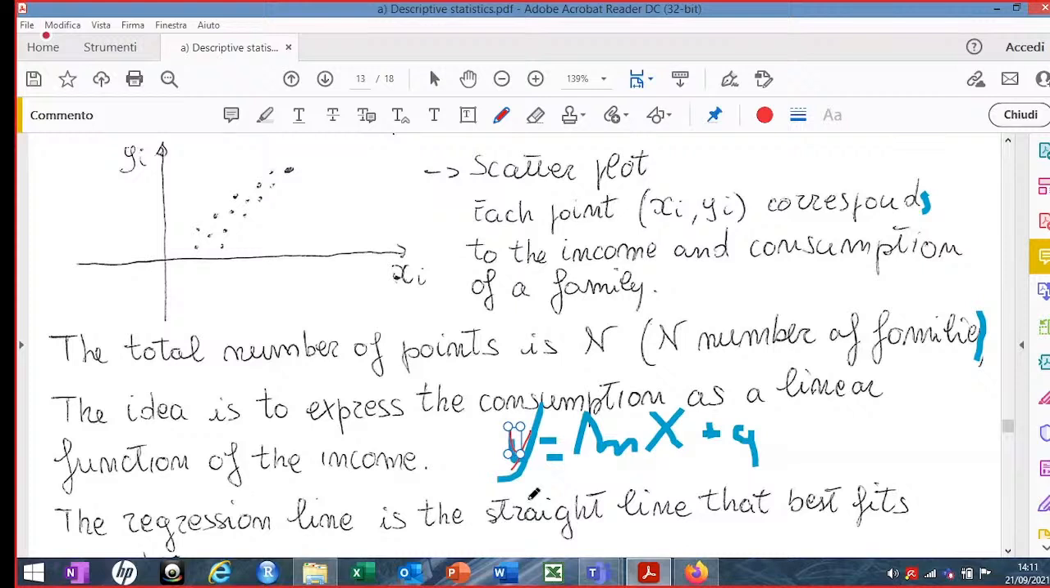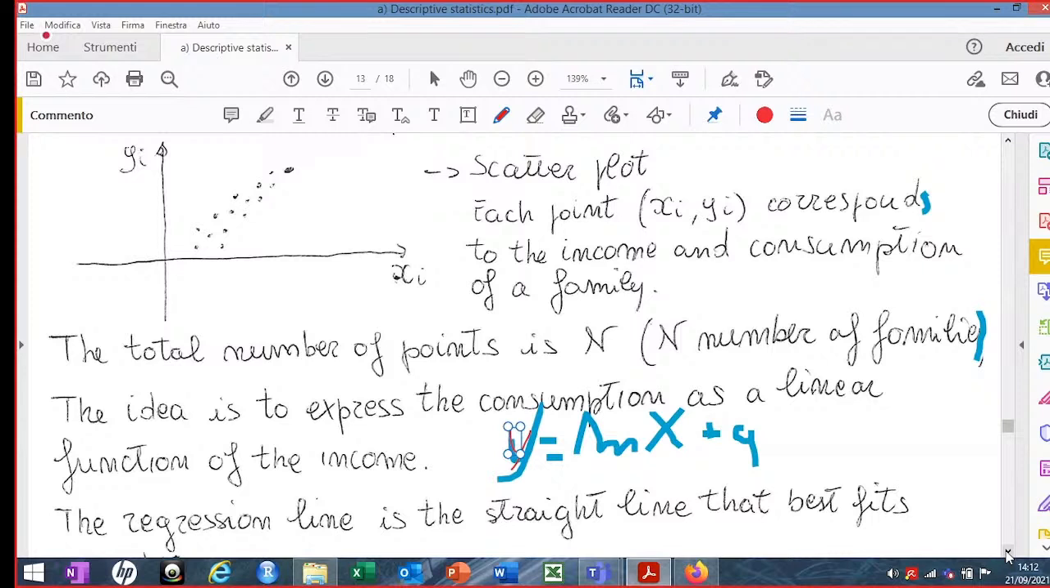Now we want to find the straight line that best represents our points. That is, we want to find the best straight line that can be used to approximate the relationship between the income and the consumption for the families in our sample. In statistics, this line is called the regression line. I want to show you how to get the regression line.